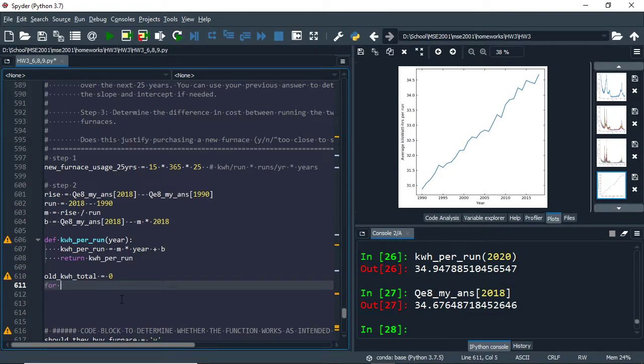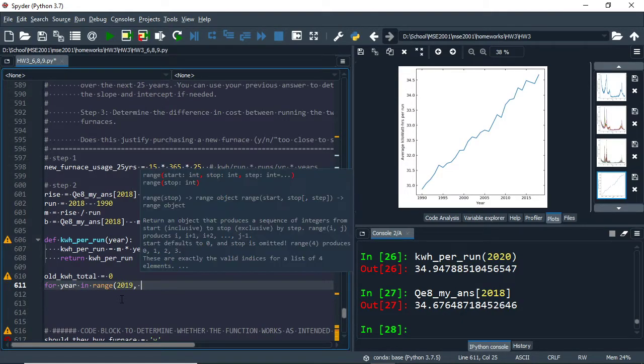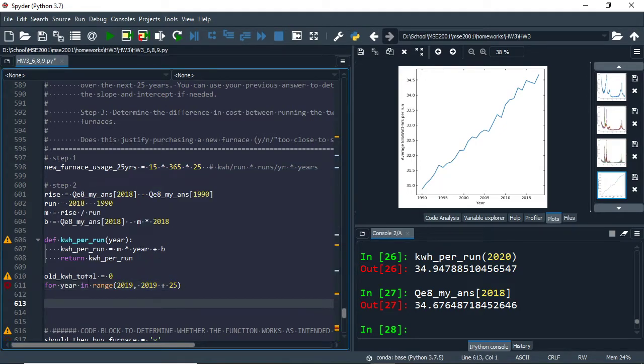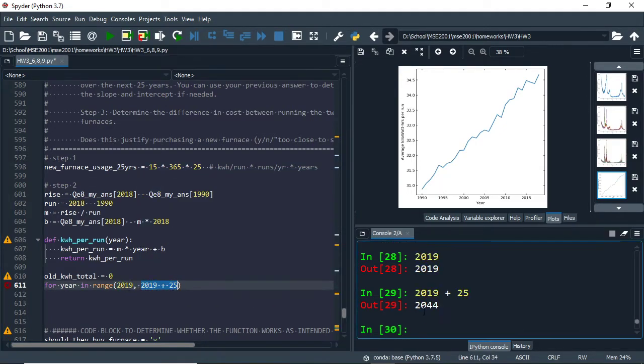So we're going to say how much does each year contribute? What's the total value for each year? So for year in range, we'll start at 2019. We already have 2018's data. 2019 plus 25. I keep doubting myself when I say this. Let's go ahead and, okay, wow, 25. So it's 2044. Great.